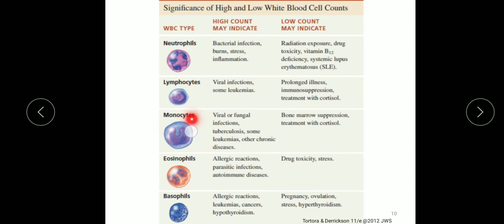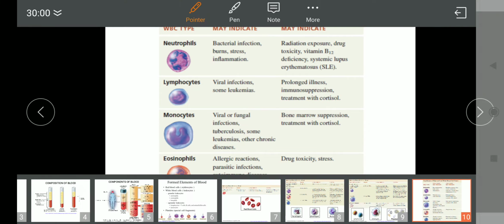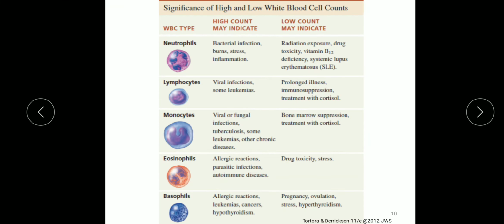Monocyte percentage goes up when there is a viral or fungal infection, and the number goes down when there is bone marrow suppression or treatment with cortisol. Eosinophils go up when there is an allergic reaction or parasitic infection, and their count goes down when there is drug toxicity or stress.